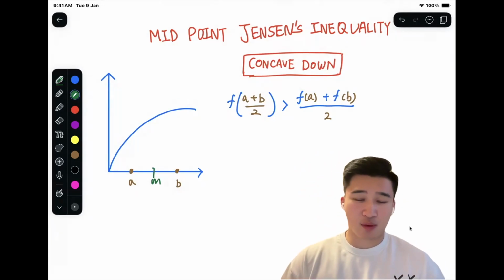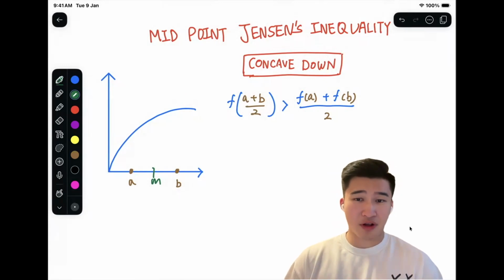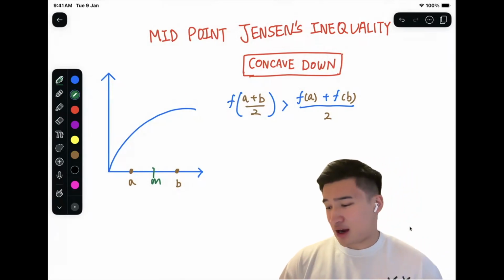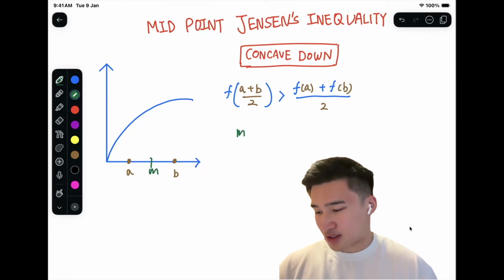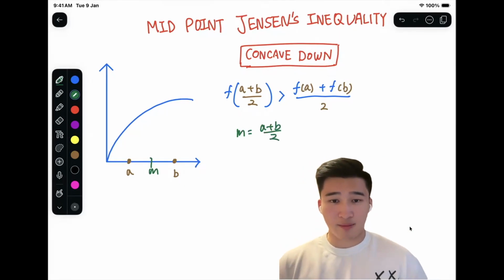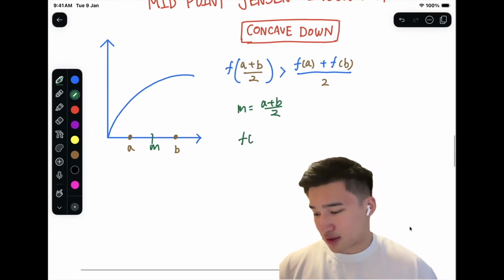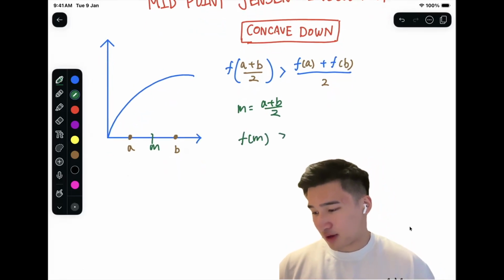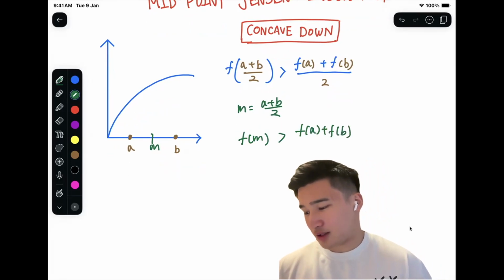The midpoint Jensen inequality is actually the very fundamental basis of the inequality. As you progress, you can learn something more in depth surrounding probability. But this video is going to be super quick, so we can just do a quick definition: M equals (a plus b) divided by 2, which is our midpoint M. In other words, this inequality says f(M) is going to be greater than (f(a) plus f(b)) divided by 2.